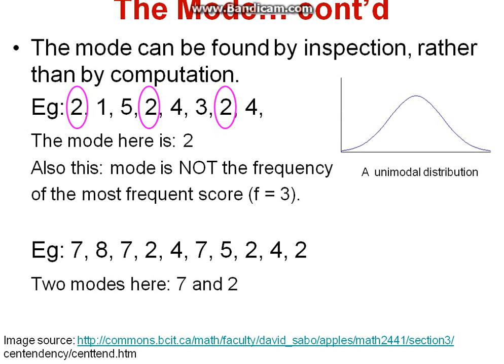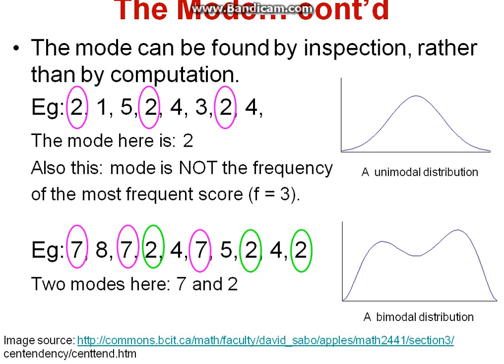The important point to be remembered over here is that the mode is not the frequency of the most frequent score. The frequency of my most frequent score is 3, so 3 is not my mode. The mode is 2, because 2 is the number that occurs the maximum number of times. In this example, there are two numbers, 7 and 2, which occur the maximum number of times. Therefore, this becomes my bimodal distribution.